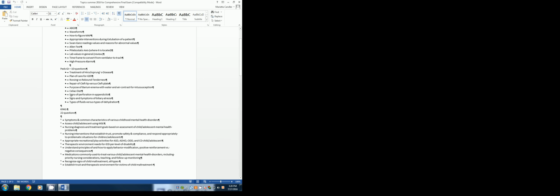Signs of perforation and appendicitis, make sure you understand that and that you would need to notify the physician if those occur. Signs and symptoms of biliary atresia. So go back to biliary atresia, make sure you understand the signs and symptoms. And then go back to your types of dehydration in children, iso, hypo, and hyper, and make sure you understand the types of fluids that each type of dehydration would be receiving.